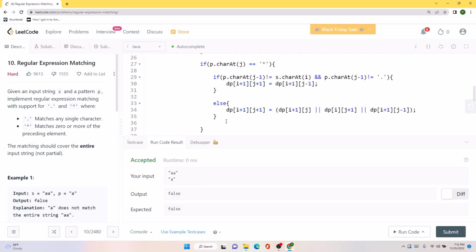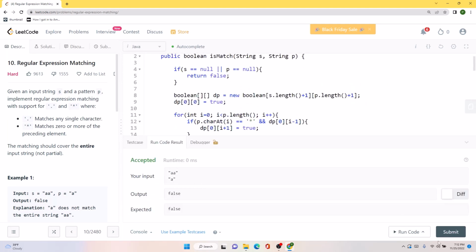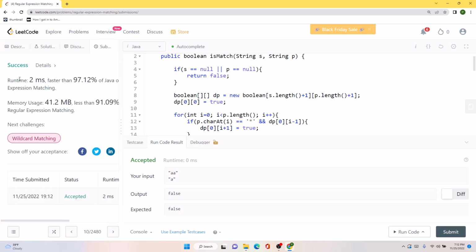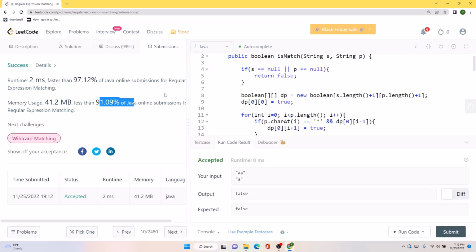Okay, seems like our solution is working as expected. Let's try to submit this code. And our code runs pretty fast compared to a lot of other solutions, which is really good. It's great in terms of time complexity and also in terms of space complexity.